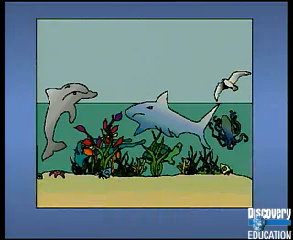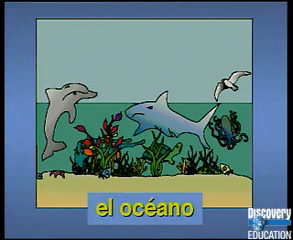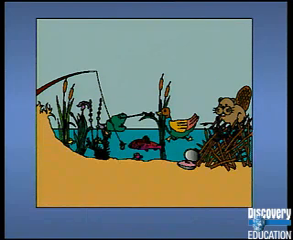Now, the next plant habitat is found along the coast. The name for this one is a cognate. What is it in English? It's the ocean, y en español es el océano. El océano. That's right. And what do we call it in English? The ocean.